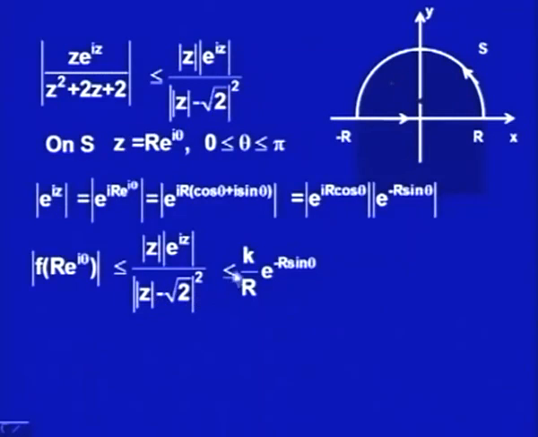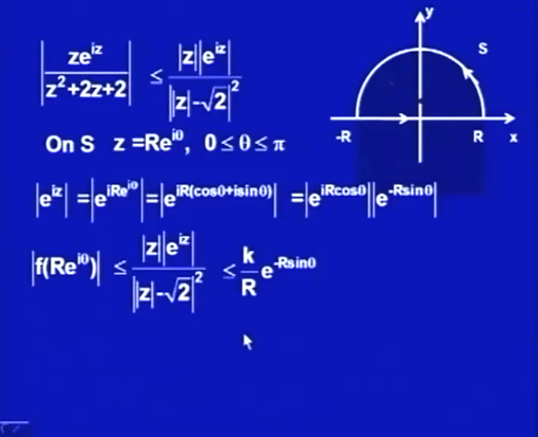So, let us use it from there, that is k by r, and mod of e to the power i z is equal to e to the power minus r sin theta. So, now you see we had obtained a modified or finer bound for our f z. Previously, I had found the bound for f z, that was k by r only. Now, I have found my bound for f z as k upon r e to the power minus r sin theta, where theta is from the parametric representation of the semicircle S, where z can be written as r e to the power i theta. So, we have got a finer bound.